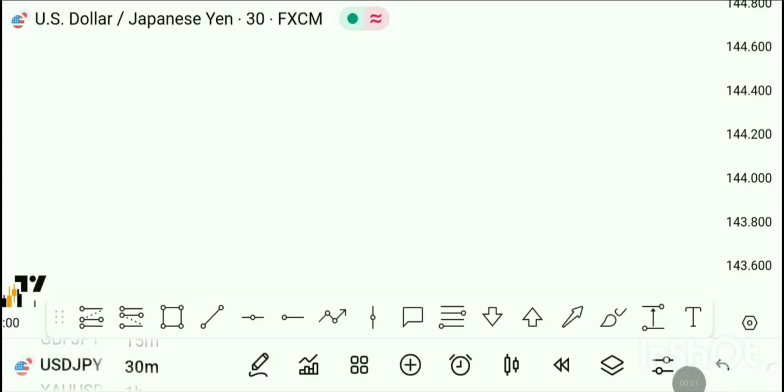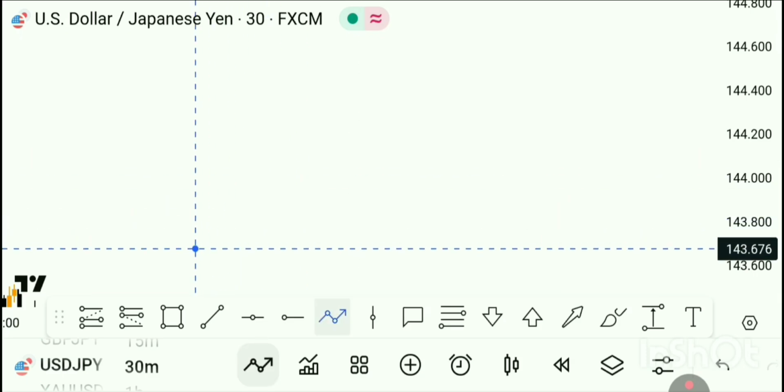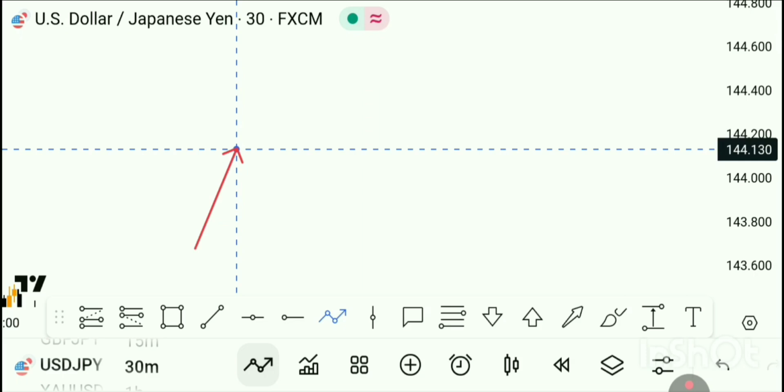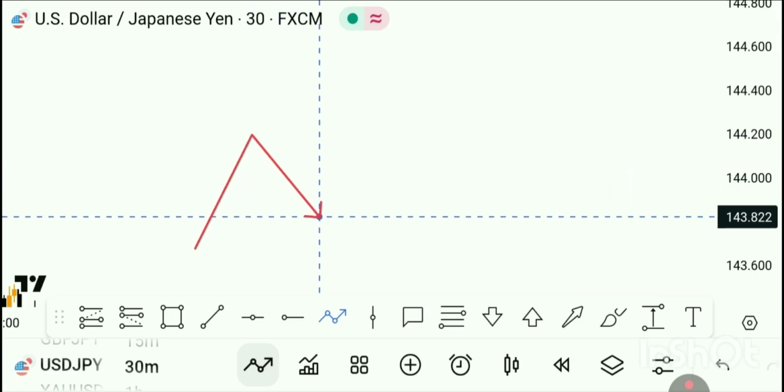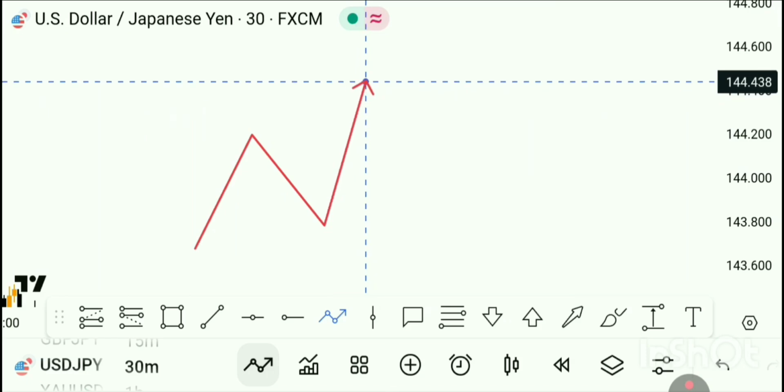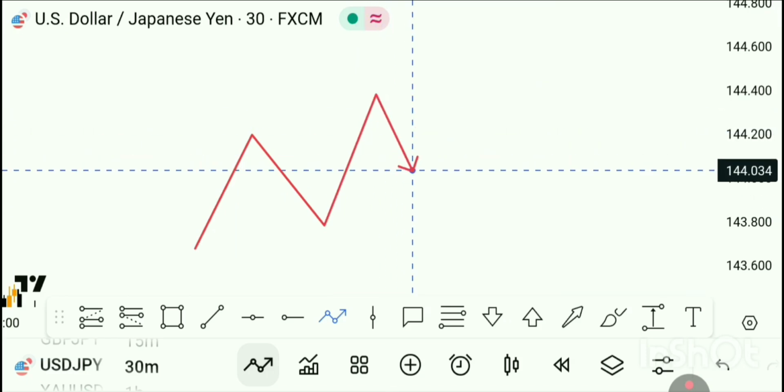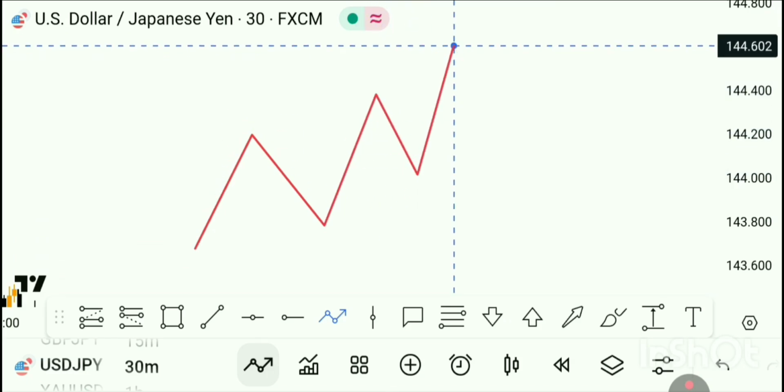Hello there. So today I'll be talking about trend lines and what they are used for. Now, trend lines are mostly just like the normal support and resistance, but they are used when the market is trending either upward or downward. Let's say, for example, we have a market that is trending upward.